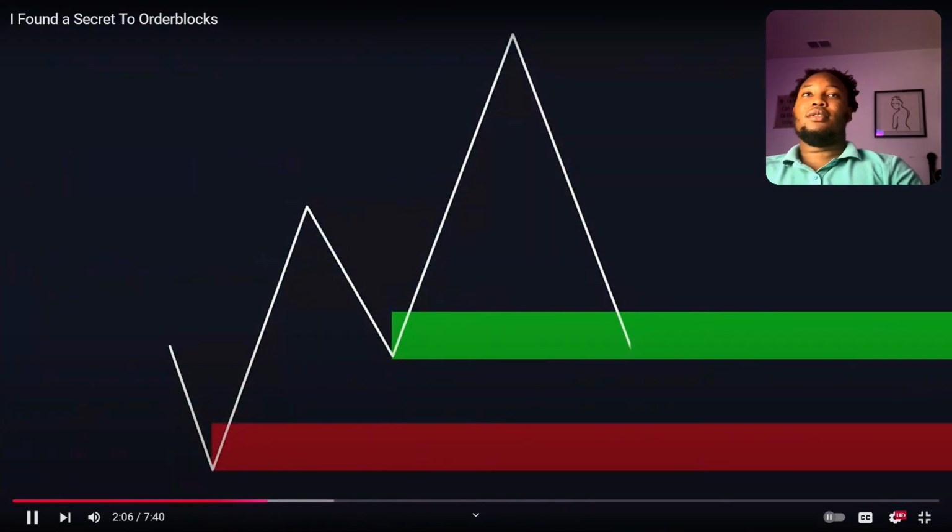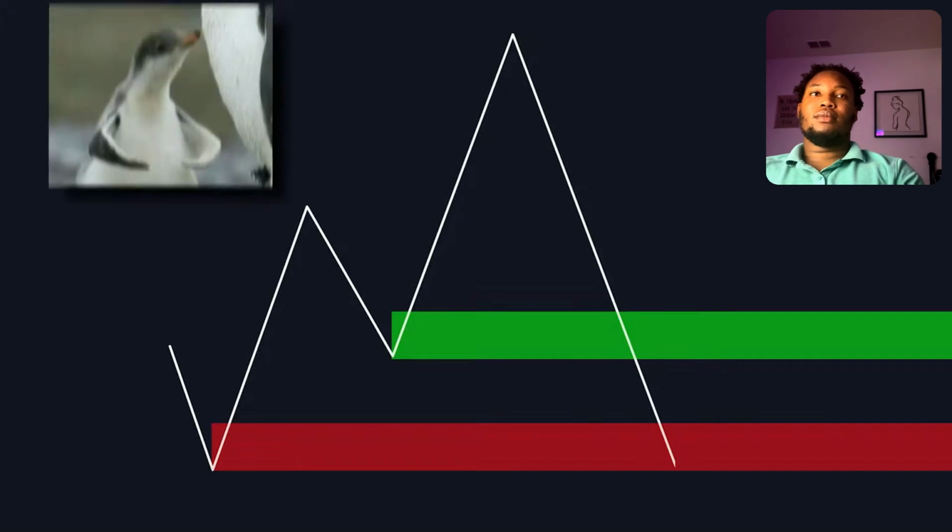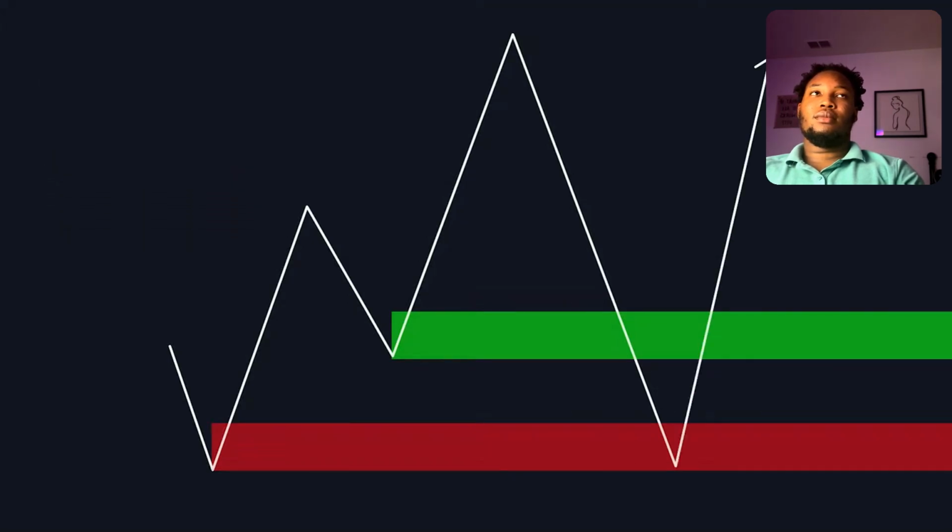But what really ends up happening is price goes past this inducement zone and goes into the true zone, which is actually strong enough to hold, and price moves up from here.